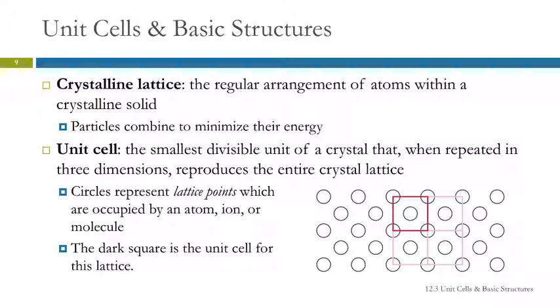Which particular type of crystalline lattice happens in a given solid depends on the energy level. They are going to arrange themselves so that they will have the lowest energy. When we look at these lattices, we're going to look at the unit cell.